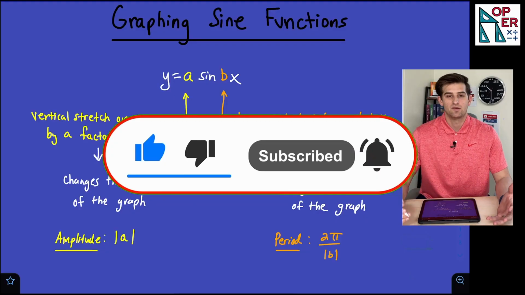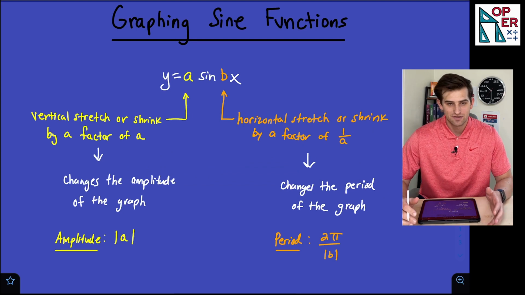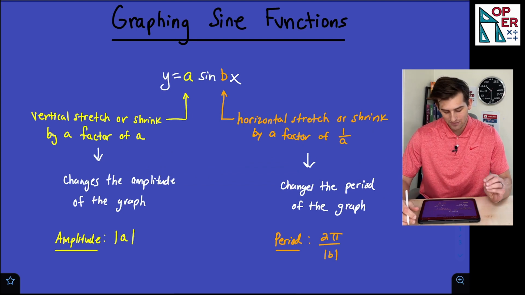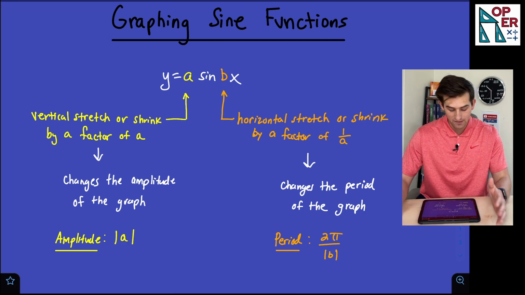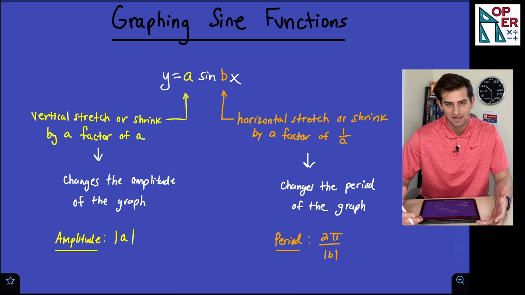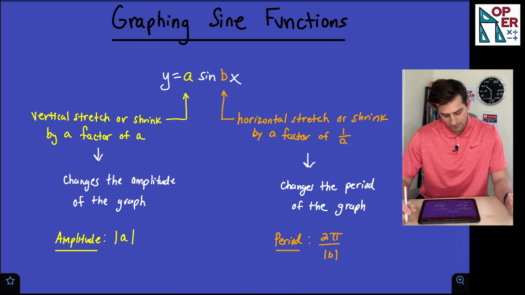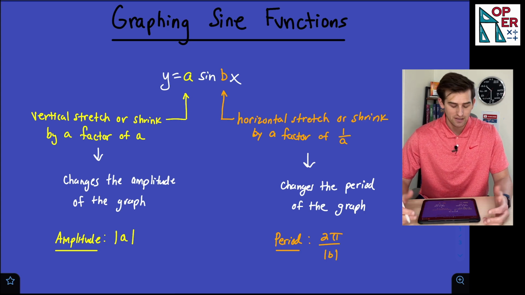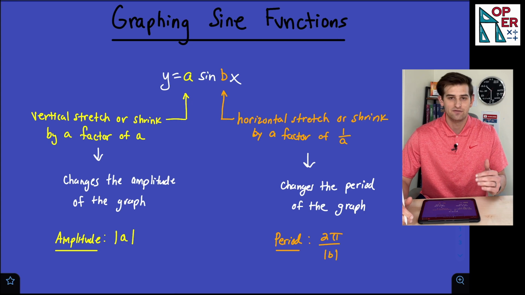Hello everyone, in this video we're going to talk about how we can graph sine functions. So we see at the top of our screen y equals a sine b of x. When we see a and b there, they represent some transformations happening to the parent function of just y equals sine of x. So a, on the left, is a vertical stretch or shrink by a factor of a. What this is going to do is change our amplitude, or how high or how low our sine function goes in relation to our y-axis, okay?